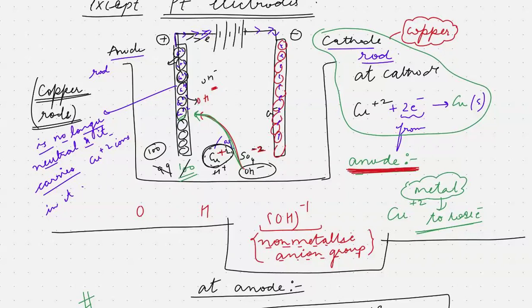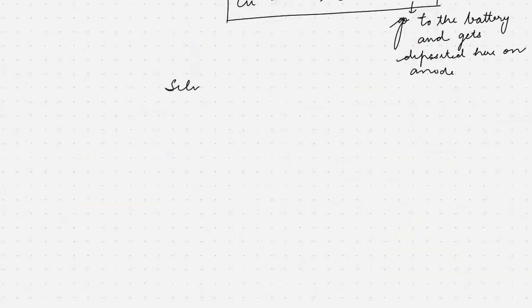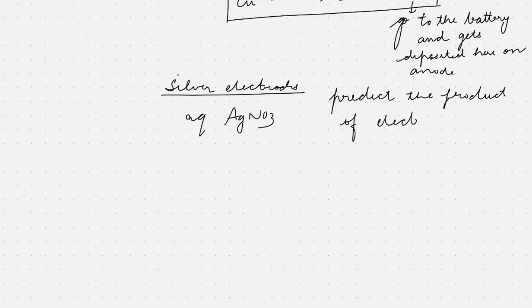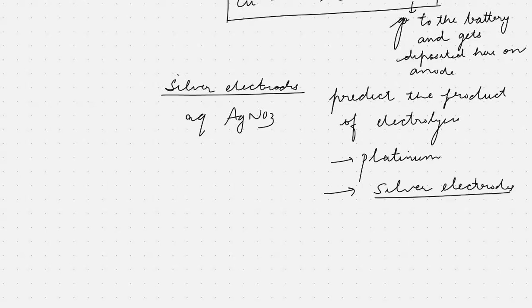Okay. Now let's suppose we write down the silver electrodes, and I want you to write down the products of aqueous AgNO3. Predict the products of electrolysis of aqueous AgNO3. Now, there are two cases: one with platinum electrodes and one with silver electrodes. All right.